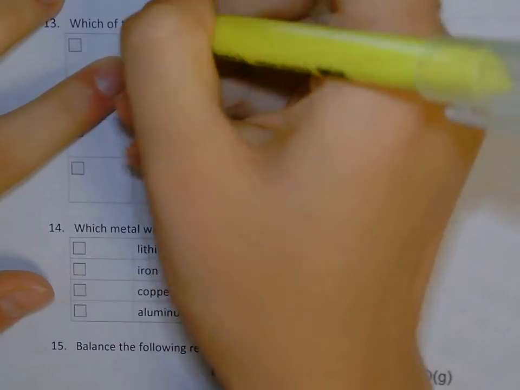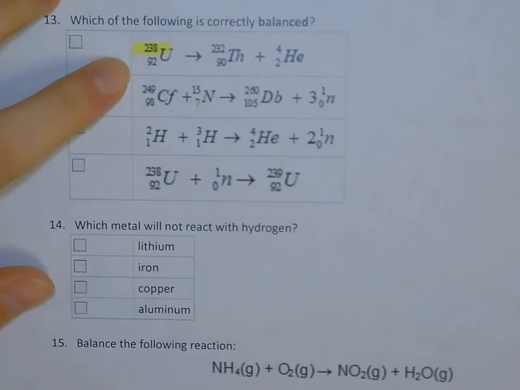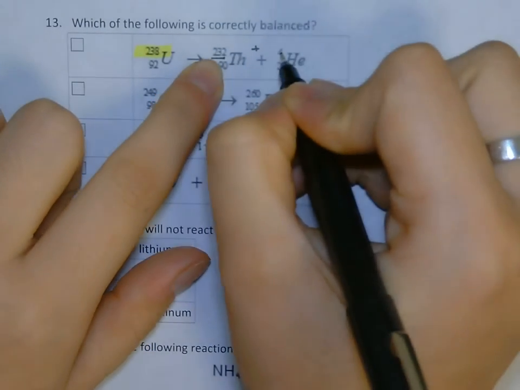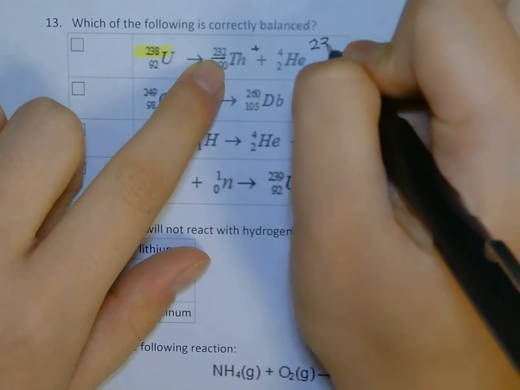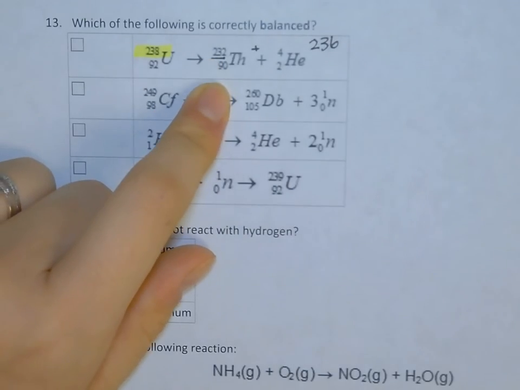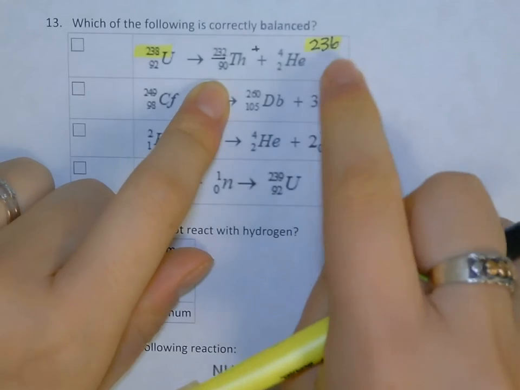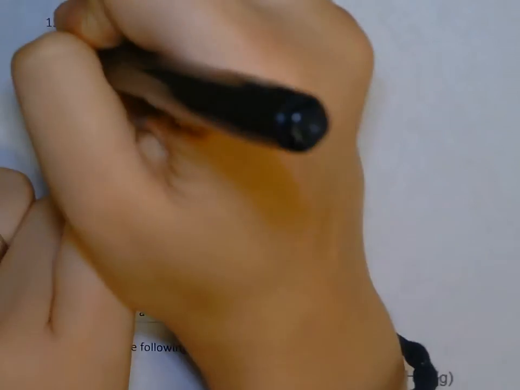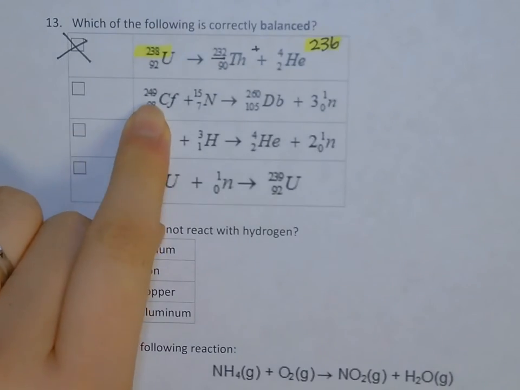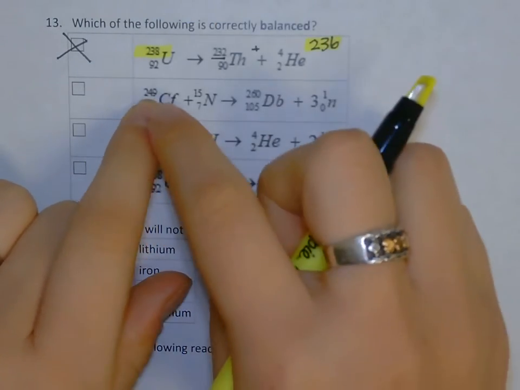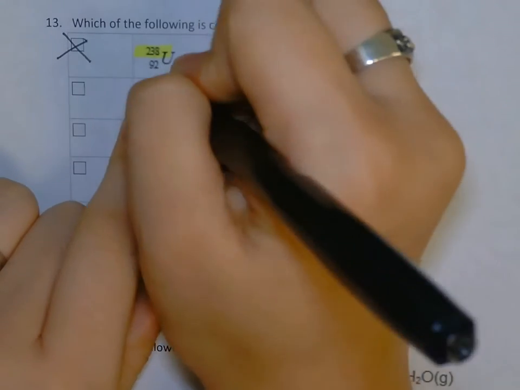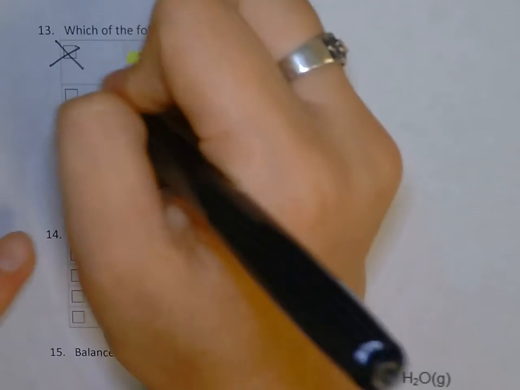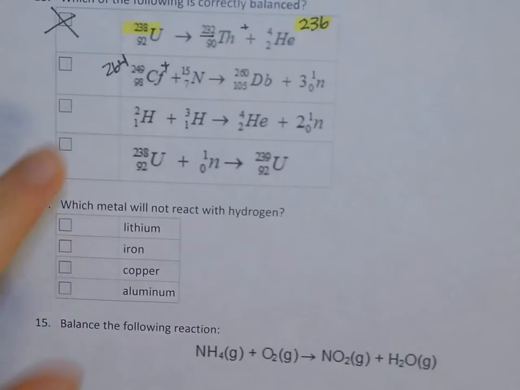On the reactant side, I have 238, and on the product side, I have 232 plus 4, which is 236. Right off the bat, I can see that 236 does not match 238, so I can safely cross out A. Next one, I have 249 plus 15. That is 259, 60, 61, 62, 64. 264 mass number on this side.